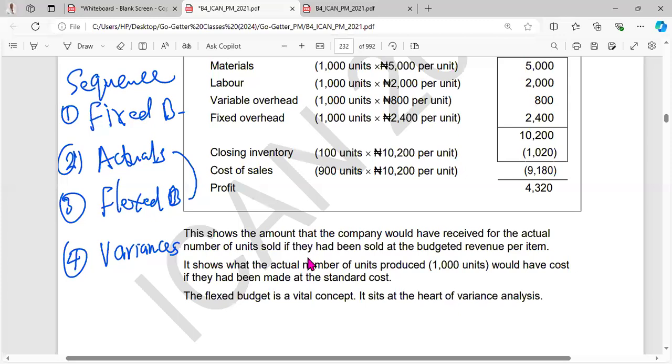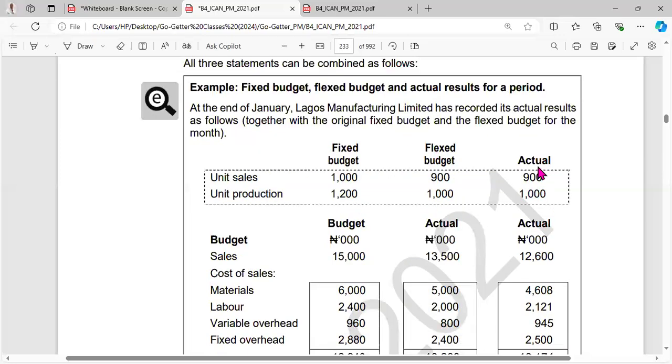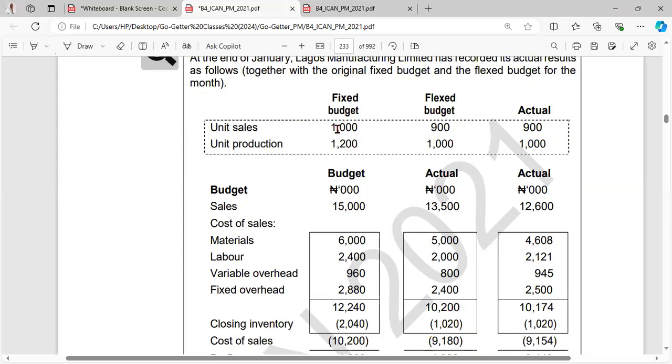So now let's look at comparison. Now, if you look at the comparison now, all these three statements can be compared now. Look at the fixed budget, look at the flexed, and look at the actual. Of course, this is the fixed budget that is made first. Actual is what happens next, but look at the actual is usually last. So you fixed, you flexed it. So how do you know it is flexed? This is the original and original. Flexed, it means these two are the same and these two are the same. So sales unit, production unit will be the same for flex and actual. That means it has been flexed.